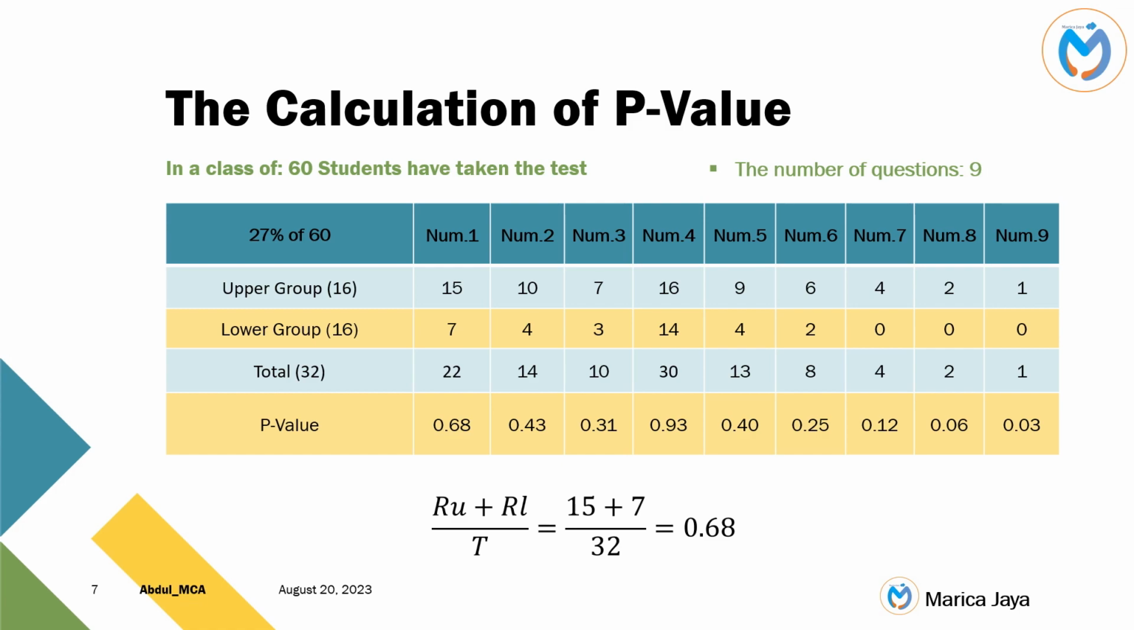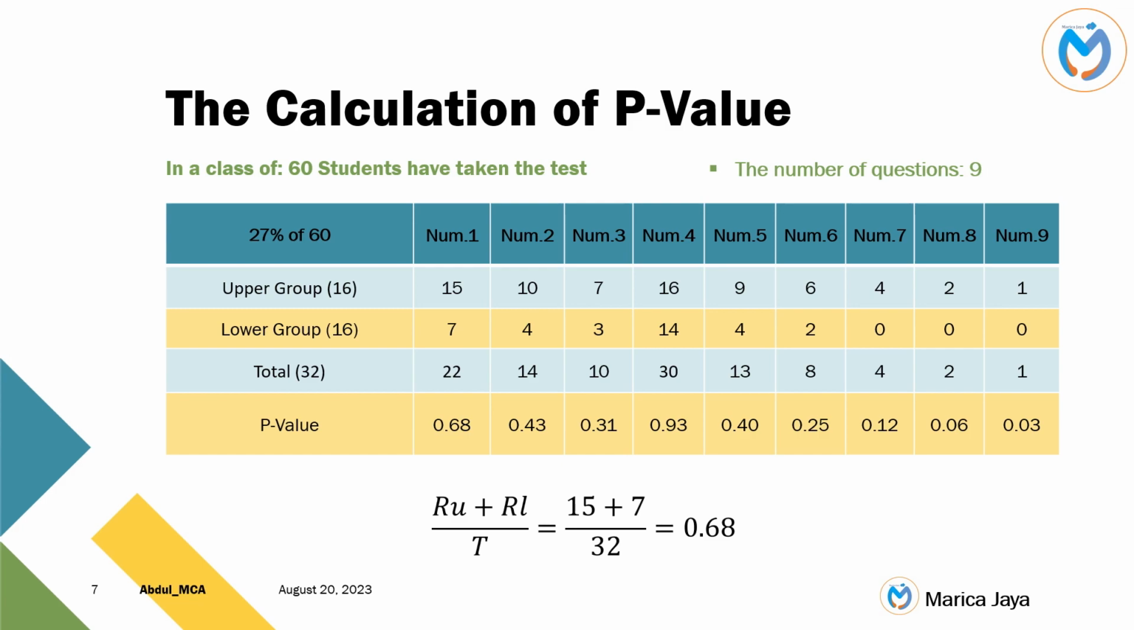0.68. For item number 2, there are 10 students in the upper group who got the item correctly and 4 students in the lower group got the item correctly. So 10 plus 4 divided by 32 equals 0.43. For item number 3, there are 7 students in the upper group who answered the item correctly and 3 students in the lower group answered the item correctly. So 7 plus 3 divided by 32 equals 0.31.